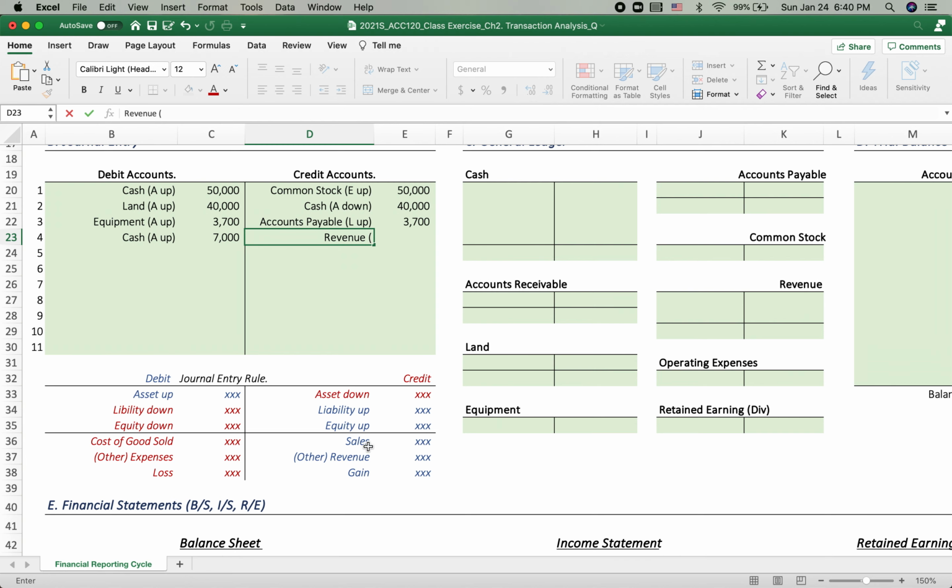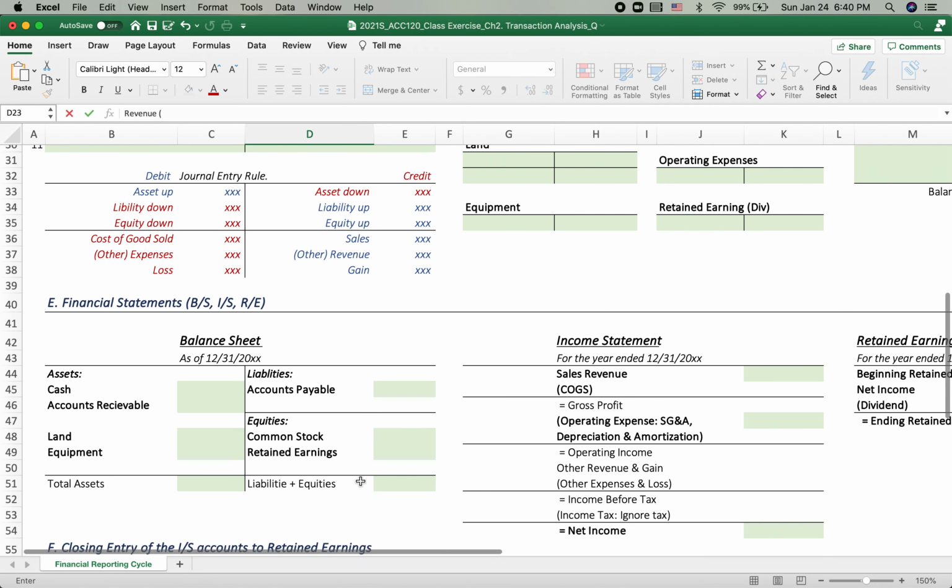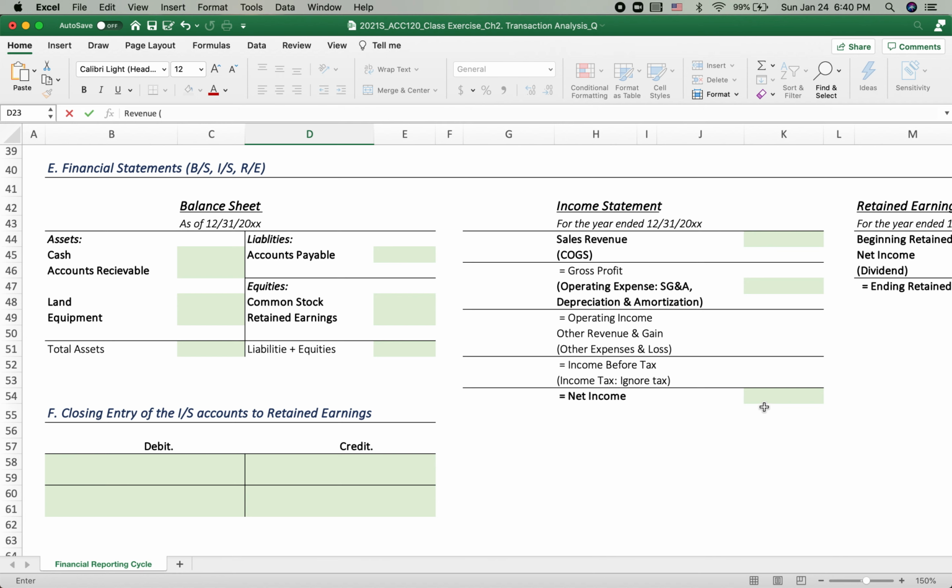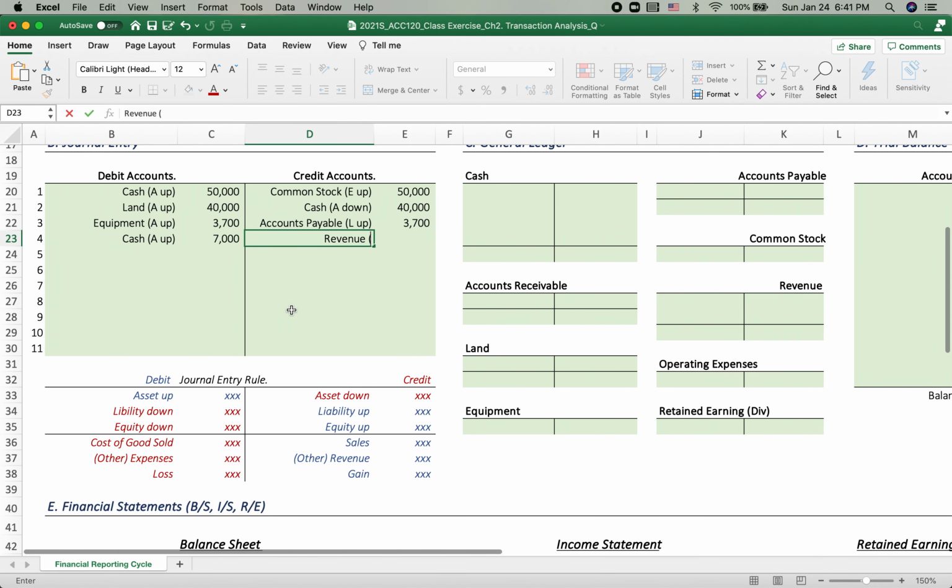Why do all the sales revenue or gains finally end up in net income? This net income is accumulated in the retained earnings every year. So the net income accounts, including all these income statement accounts, are related to the retained earnings, which belongs to this equity account, right? So revenue is on the credit side with equity up. So it is equity up.